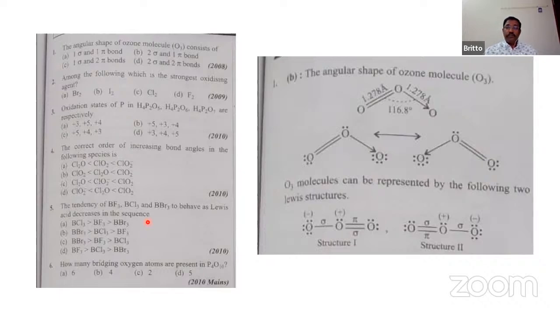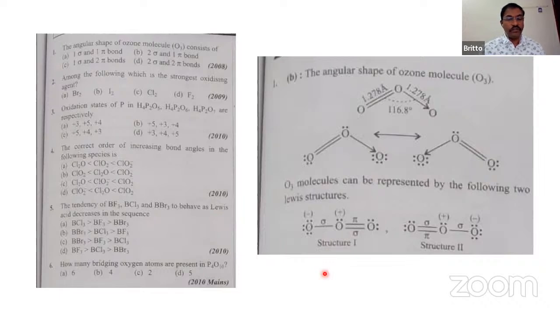But here in BF3, because of back bonding, that empty orbital is not available to boron. So it is going to act as a weak Lewis acid. So BBr3 will be greatest, followed by BCl3 and BF3.